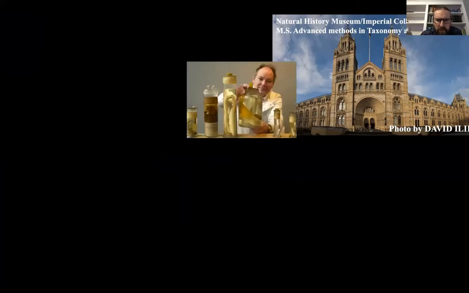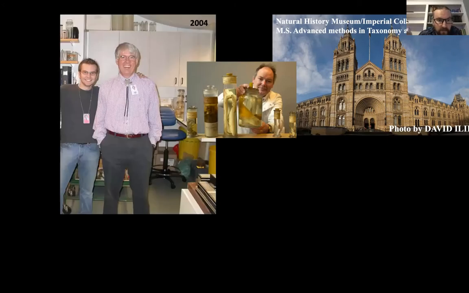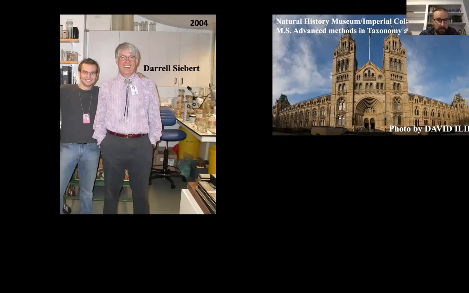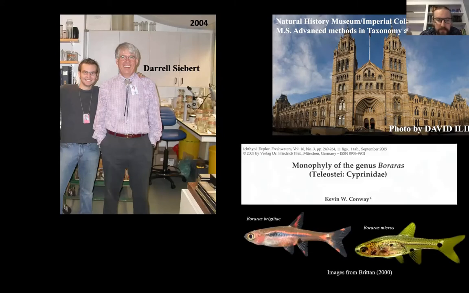And you've already heard from Oliver Crimmen in this workshop already, and so you know about the treasures there at the Natural History Museum. And of course, they have lots of fishes. They also had an ichthyologist there at the time, Darrell Siebert. Darrell Siebert agreed to take me on as a master's student, and he served as my advisor for my research on the genus Boraras, which are a group of tiny Rasbora-like cyprinids from Southeast Asia.